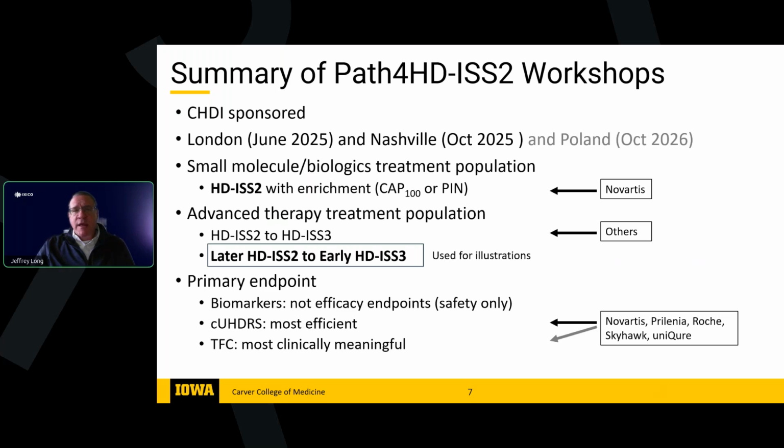In terms of primary endpoints, the biomarkers from this workshop were not thought to be ready for prime time in terms of primary efficacy endpoints, but they are very important for safety. And Marina in her talk is going to address this in terms of brain volumes. The cUHDRS is most efficient, as we're going to see. But the TFC arguably is the most clinically meaningful, and the sponsors, as you see there on the right, are using the cUHDRS as a primary and TFC as a secondary, or some variation on that theme.